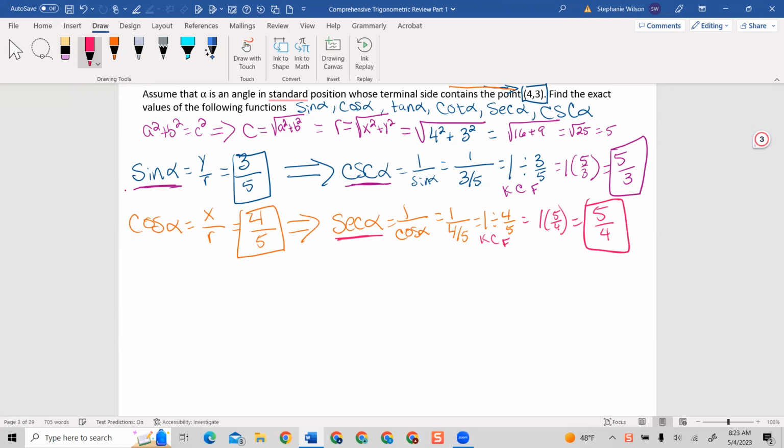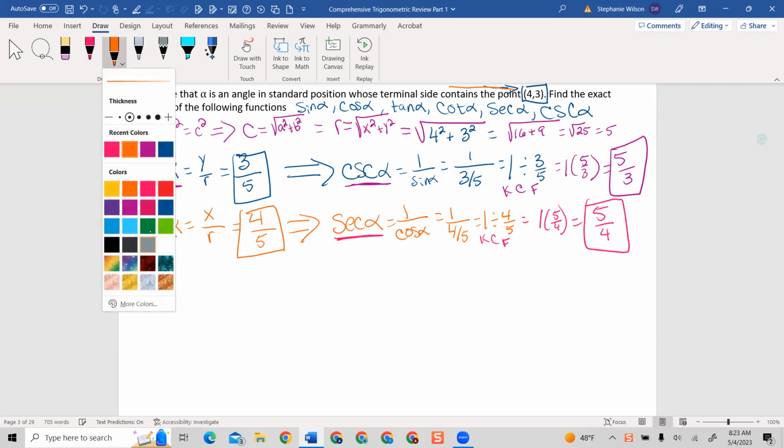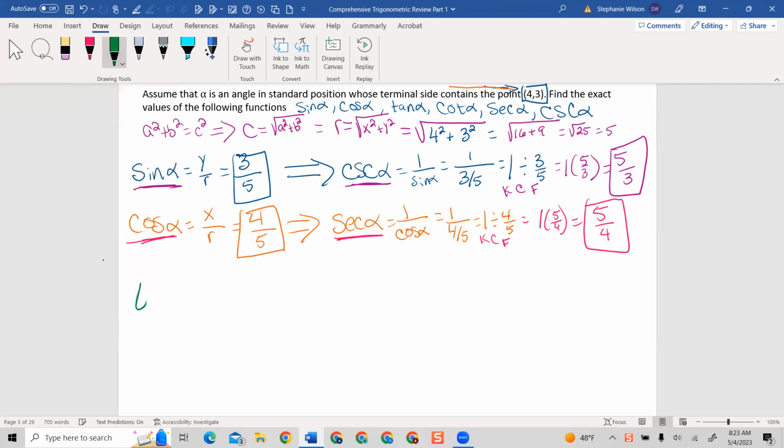So now we know secant and we know cosine. Let's find tangent. Tangent is y over x, which is sine over cosine. So y is 3 and x is 4. And again, I'm getting that from this ordered pair here. So there's no other work to do here. It's in simplest form.